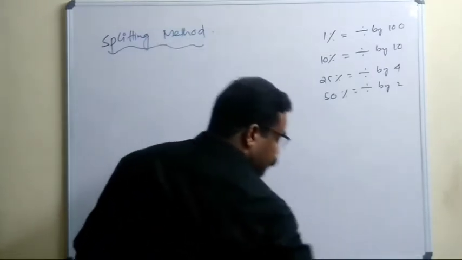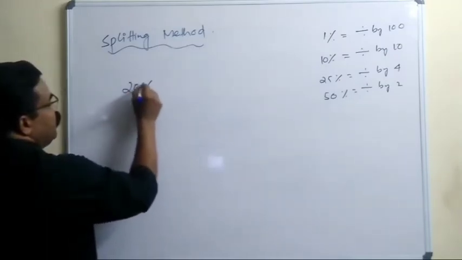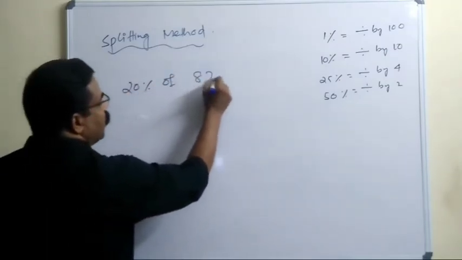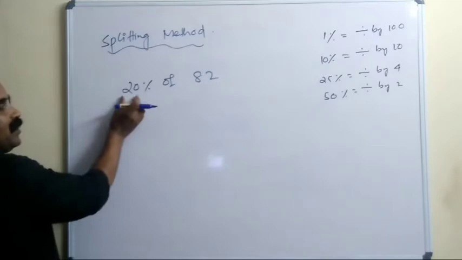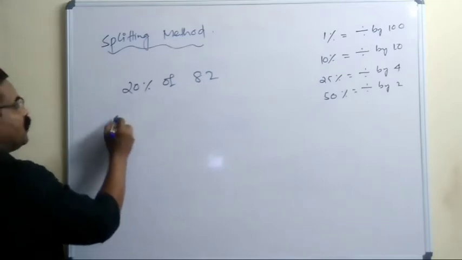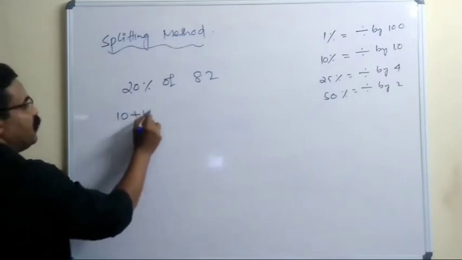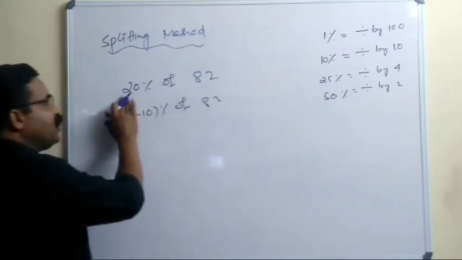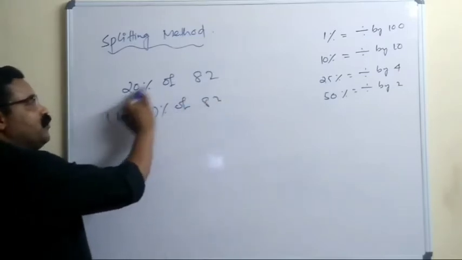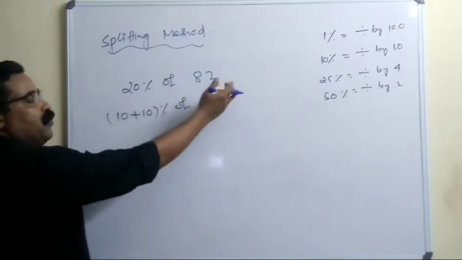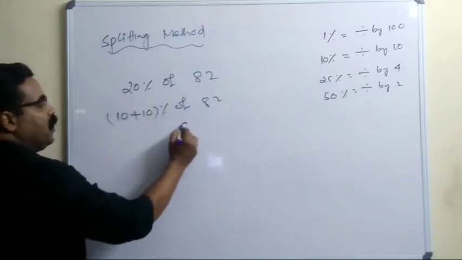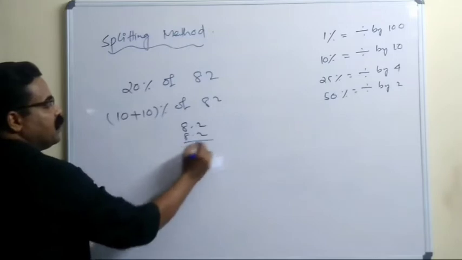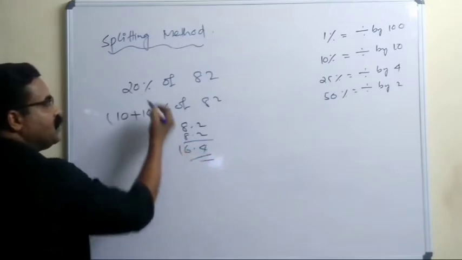So I want 20 percentage of 82. So I can split this 20 percentage into 10 percentage and 10 percentage, 10 plus 10 percentage. So now you need not write every time. You can say 20 percentage we want to find out. 10 percentage will be 8.2. So 8.2 plus 8.2. What will be the answer? 16.4. So that's the answer, directly you can find out.